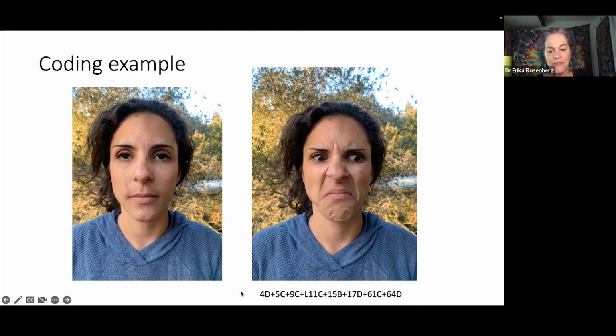This is my codes. The D, C, and so on are the intensity. The L indicates left side only. And these I didn't mention, the 61 and the 64. I mentioned that FACS has a crude system for designating head and eye deviations from neutral. So 61 indicates that her eyes are turned a little bit to the left and they're down.